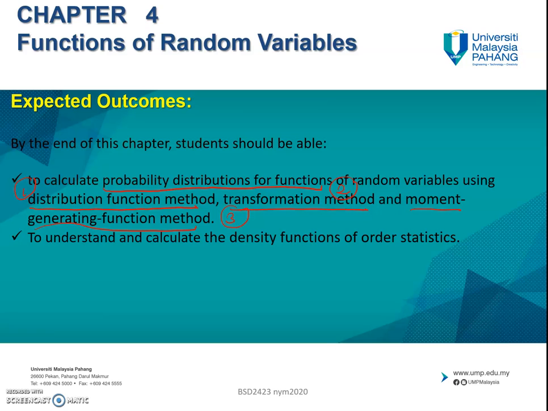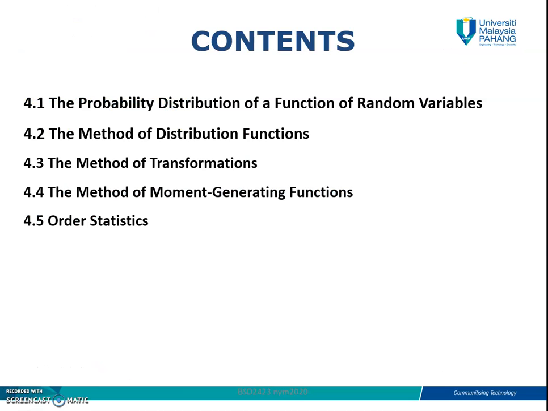And then the second objective is to understand and calculate the density function of order statistic. So order statistic is 1, 2, 3 and so on. So you have two objectives only, but the first one you have three methods to be learned. So this is the content of this chapter. You have the probability distribution of a function of random variables. This one we introduce you what is the function of random variables. And then we have first method of distribution function, and then method of transformation, and then method of moment generating function. Last is order statistic.